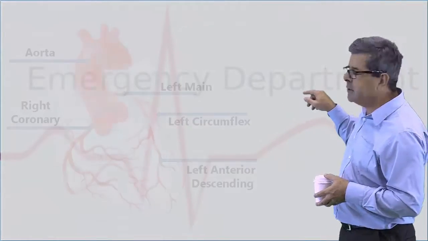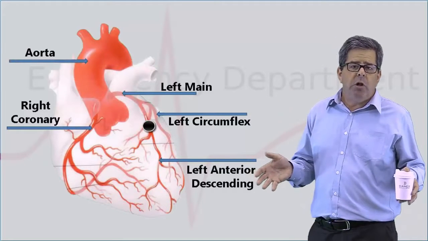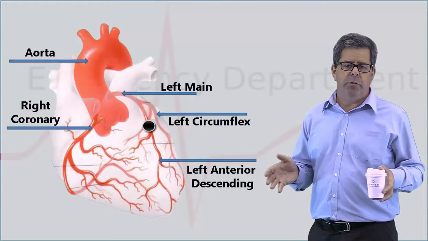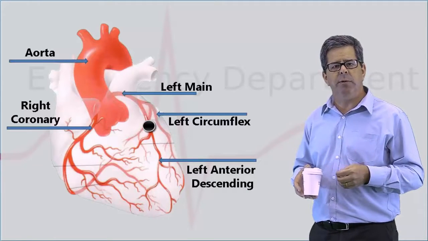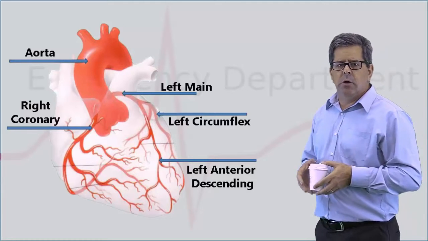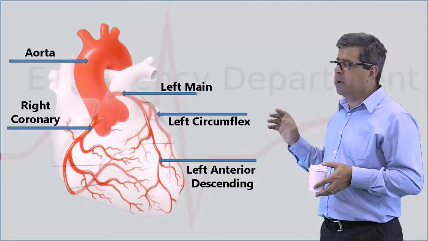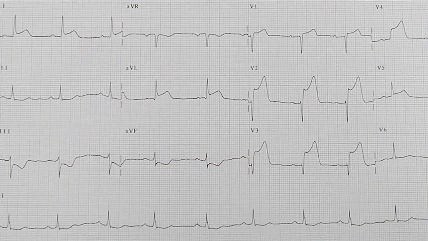Now if we go further down and say we're obstructed at the left anterior descending, you've still got a lot of the left ventricle infarcted, but not as much. There's less chance of coming in with cardiogenic shock and pulmonary edema. So your ECG looks a bit like this. Still pretty ugly: ST elevation in all the anterior leads.